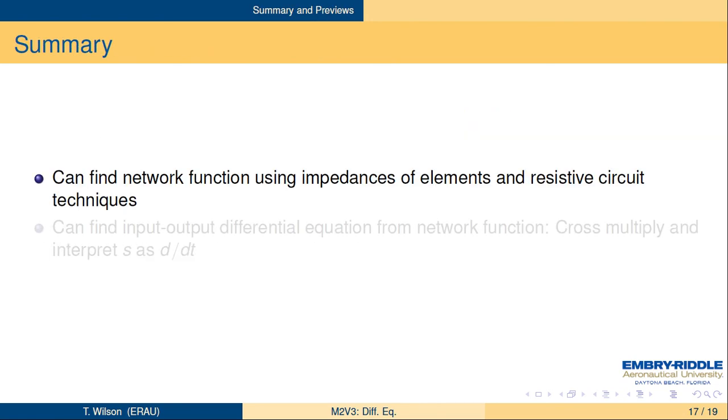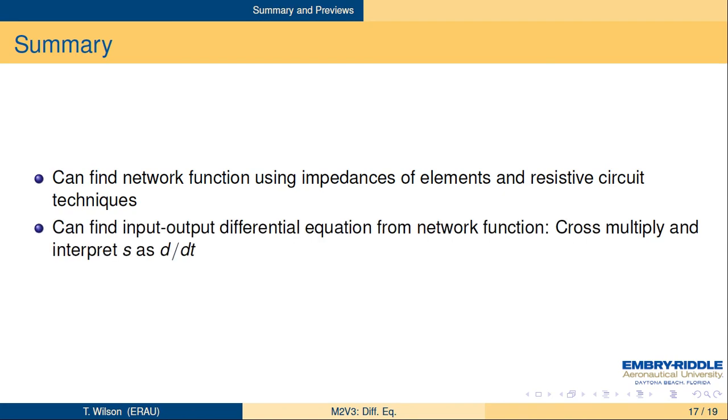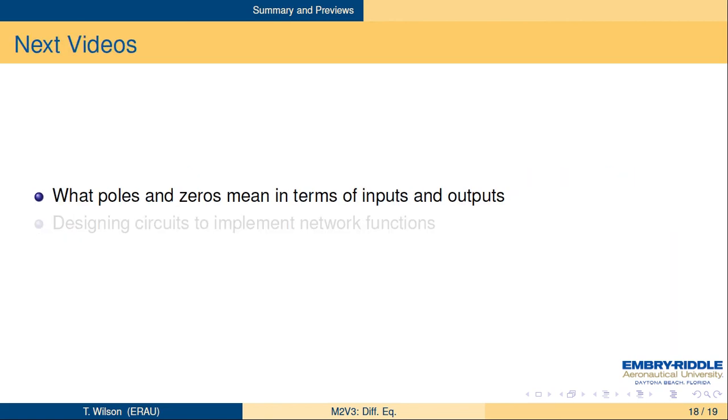So to summarize, we already know we can find the network function using impedance techniques and resistive circuit techniques: voltage divider, current divider, node, mesh, etc. And now we can find the input-output differential equation from the network function just by cross-multiplying and interpreting s as d by dt. So what's next is to figure out what poles and zeros mean.